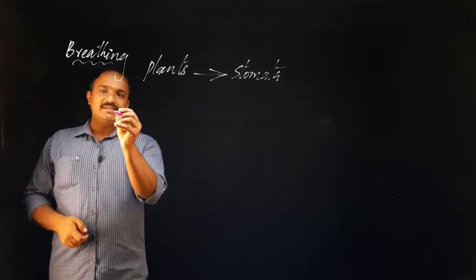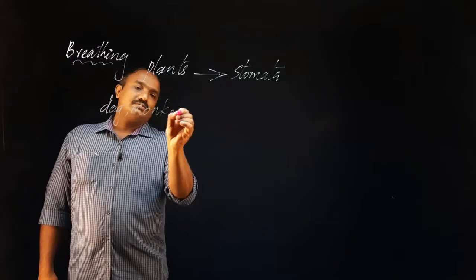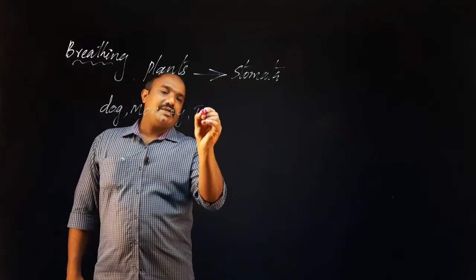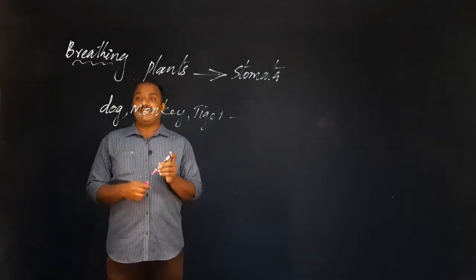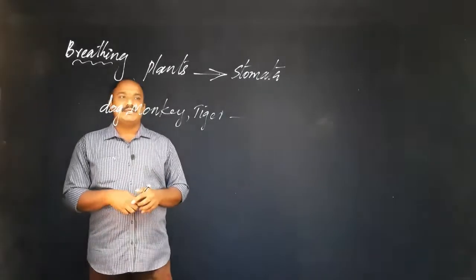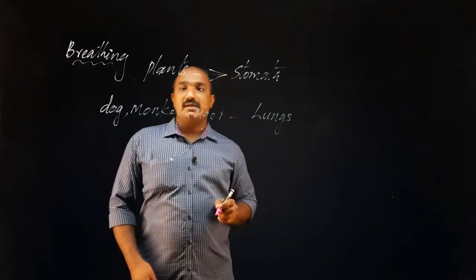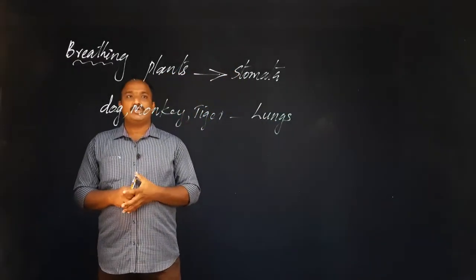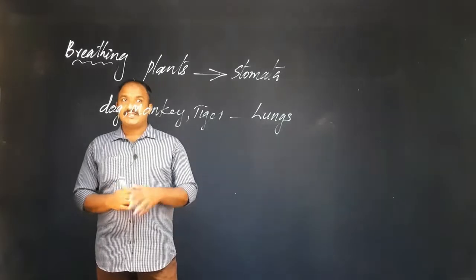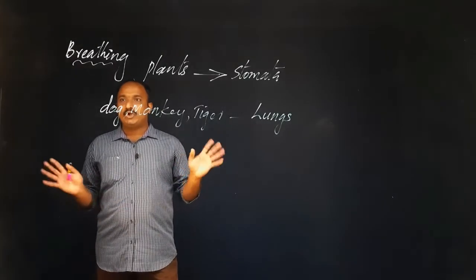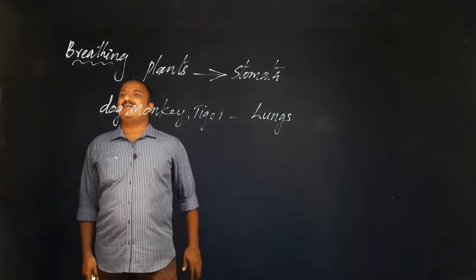In the case of animals like dog, monkey, tiger, such many animals, or simply we can say land animals, animals living on the land, these animals have lungs. That is their breathing organ. Plants have stomata, but these animals have lungs. So there is also a difference. Animals do not have stomata and plants do not have lungs. So animals and plants are different.